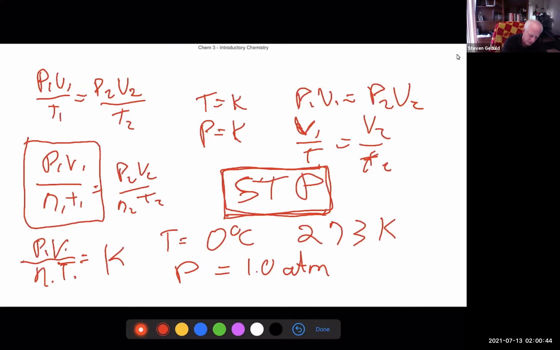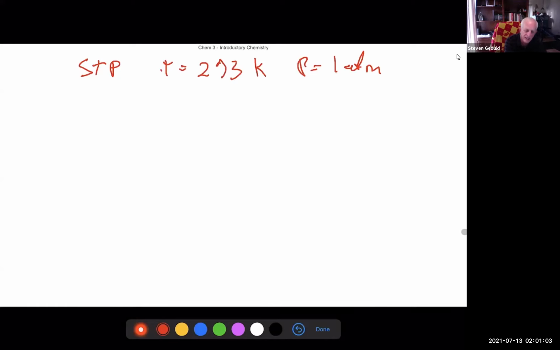Let me clear this so we can come back to this. So STP means temperature equals 273 Kelvin, right? 0 degrees centigrade, and pressure equals 1 atmosphere. So if we have 1 mole of any gas, we know the volume has to be 22.4 liters, no matter what the gas is. And we'll prove it to you.